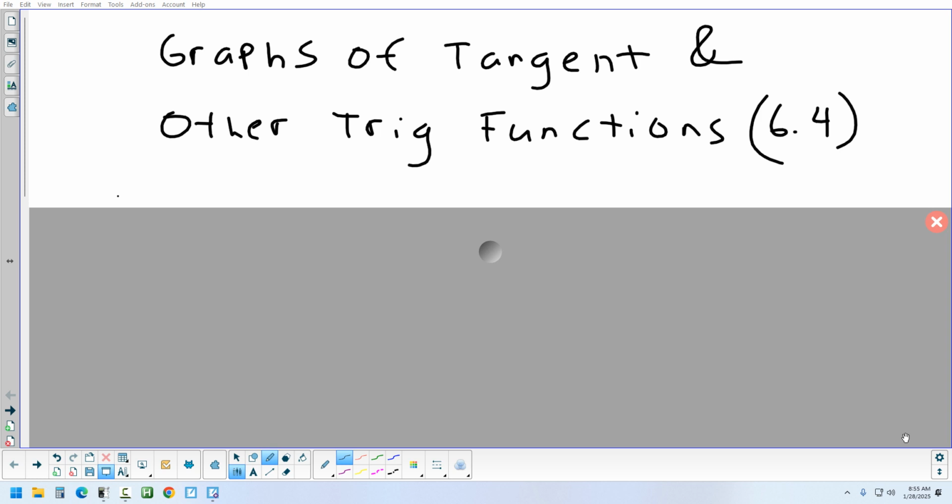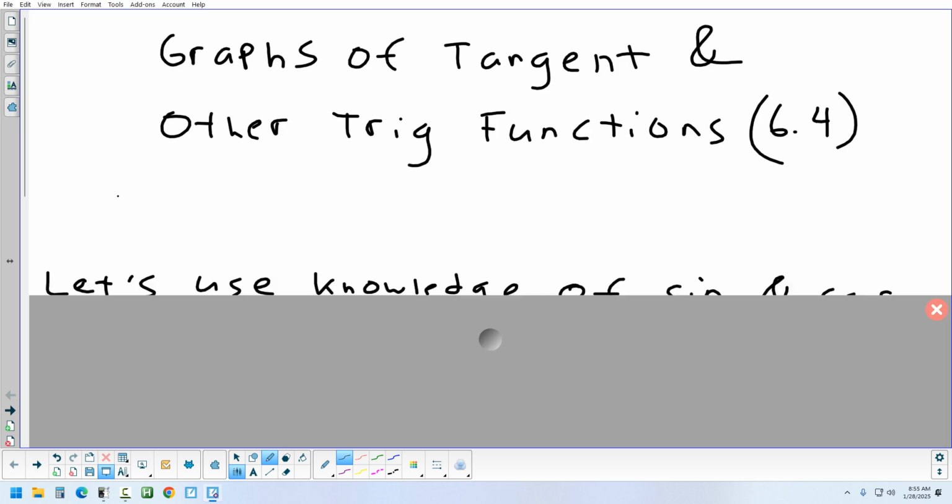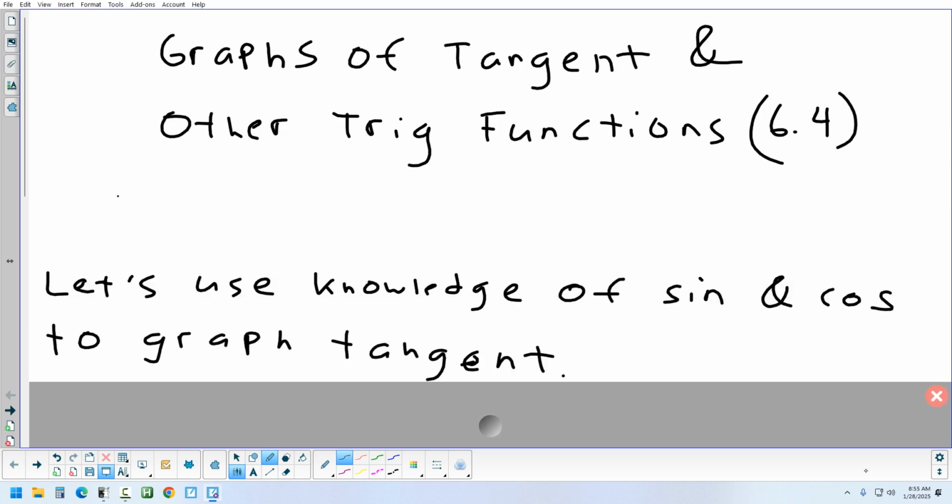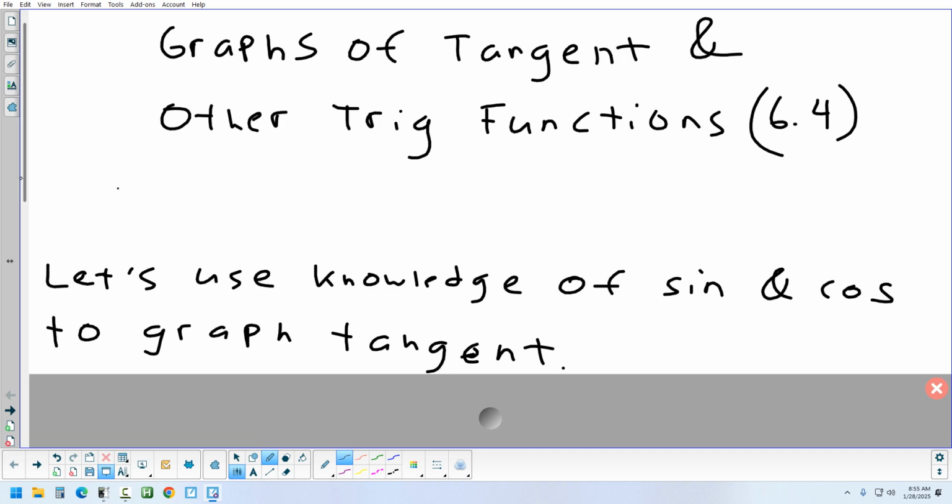So we're going to finish up looking at our graphs, looking at the 6 basic trig graphs today. We've done sine and cosine with a lot of detail, and now we're going to look at the other 4: tangent, cotangent, secant, and cosecant. To figure out what tangent looks like, we're going to rewrite tangent using trig functions that we've already studied quite a bit.